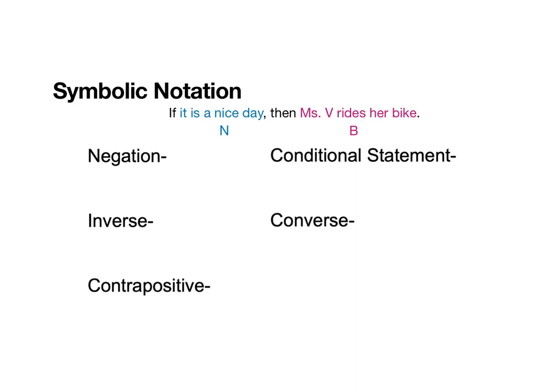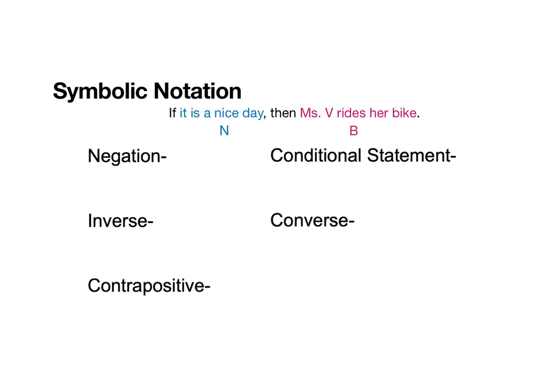Going along with the theme of mathematicians being lazy writers, there is symbolic notation that goes along with conditional statements and each of the different types of statements that there are. So if I have this statement here, we're going to call this hypothesis, this blue part, N, rather than it is a nice day. And that is the hypothesis. N is the hypothesis. Then Ms. V rides her bike. B is the conclusion. Ms. V rides her bike.